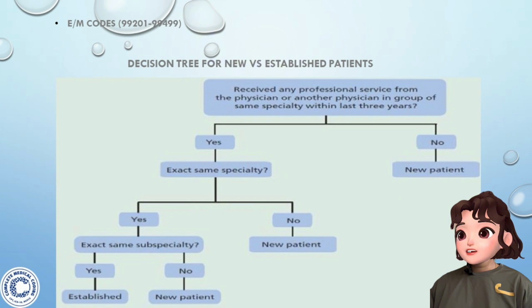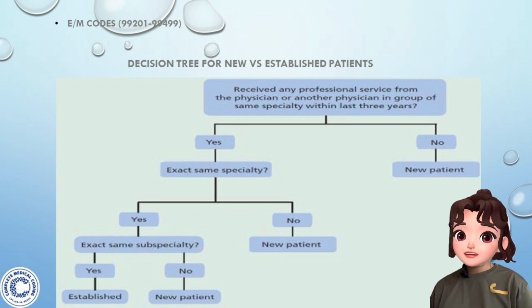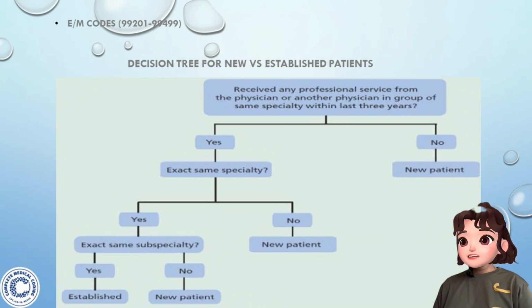Now, what do you mean by new and established patient? Before beginning with the E&M series, you need to know what a new patient and an established patient are, as everybody knows. Anyway, let's look into the decision tree for the new and established patients. This is the decision tree.